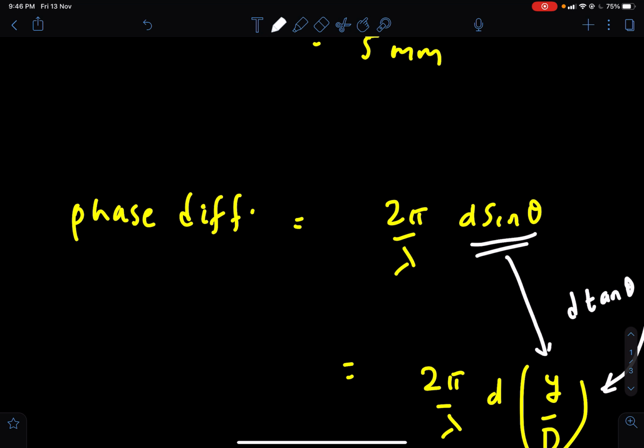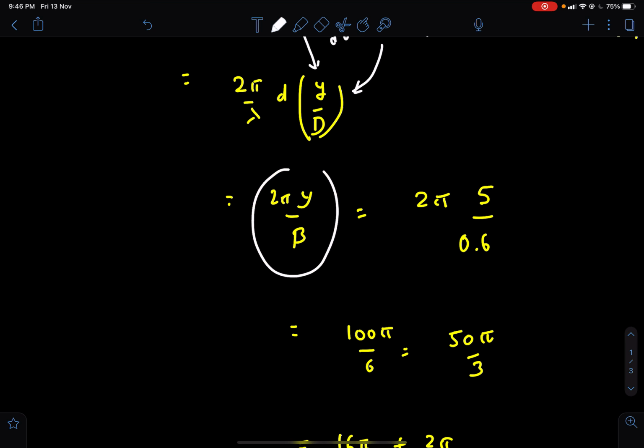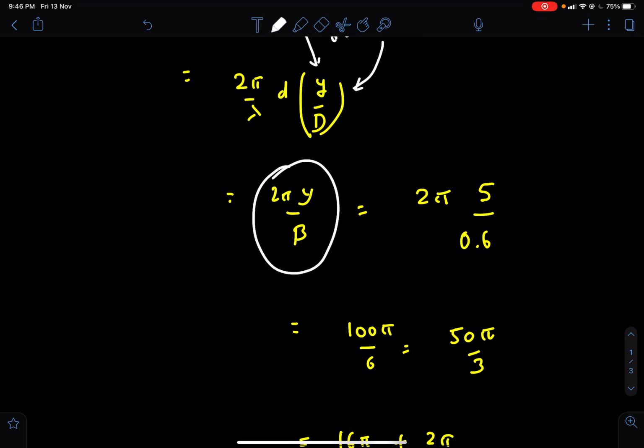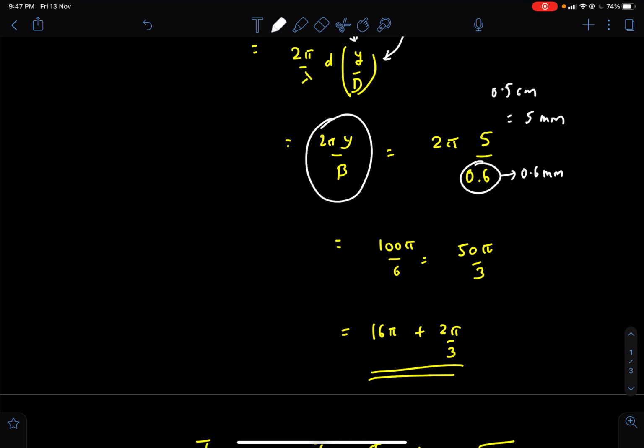So actually d sin theta is the path difference. To get the phase difference, we have to multiply it by 2 pi by lambda. So what is the phase difference coming out to be? Phase difference will be equal to 2 pi into y by fringe width beta. So this y value is 0.5 centimeter, which is like 5 millimeter, whereas the fringe width is 0.6 millimeter. So 5 millimeter divided by 0.6 millimeter. So this becomes like 100 pi by 6 or 50 pi by 3, which is the phase difference at that point y equal to 0.5 centimeter.